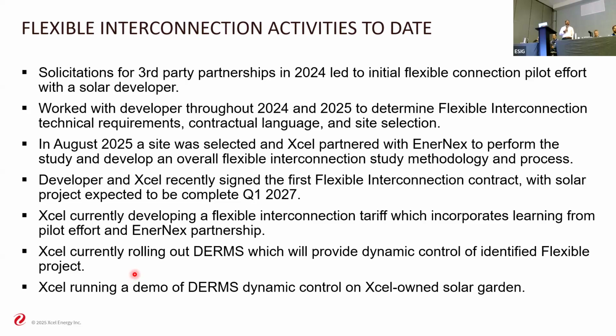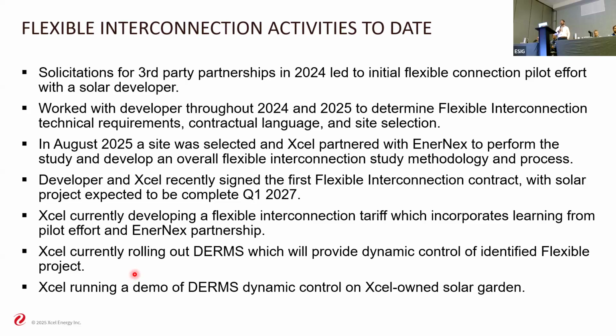We started this process with them, working across both sides and trying to understand from a modeling perspective what is the actual potential for curtailment if we were to downsize the system, or if we were to operate more in a flexible scheme with real-time or scheduled curtailment. So that's largely what happened through 2024 and 2025. And then in August of 2025, we partnered with Interconnections to be able to perform the studies and develop the overall flexible interconnection study methodology.